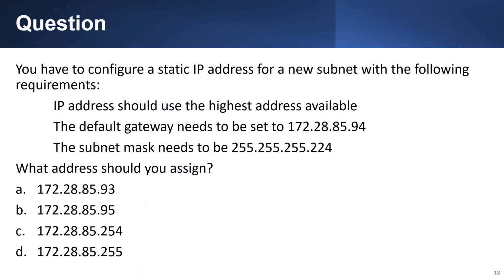Question. You have to configure a static IP address for a new subnet with the following requirements. The IP address should use the highest address available. The default gateway needs to be set to 172.28.85.94. The subnet mask needs to be 255.255.255.224. What address should you assign?